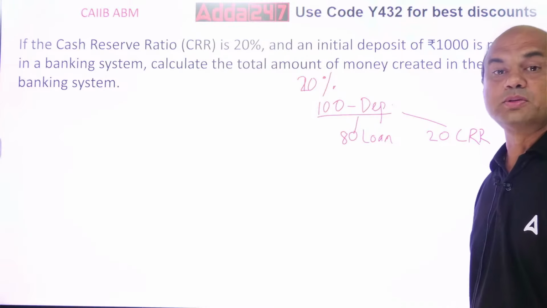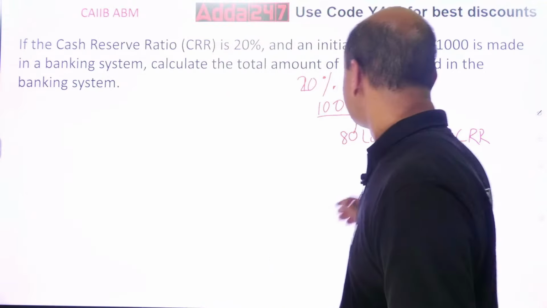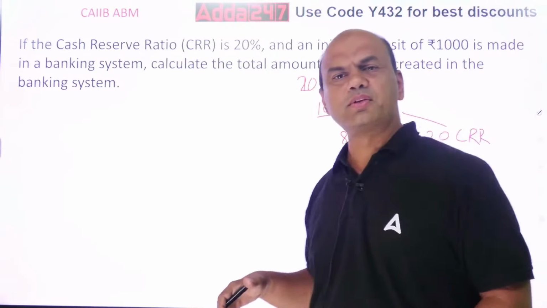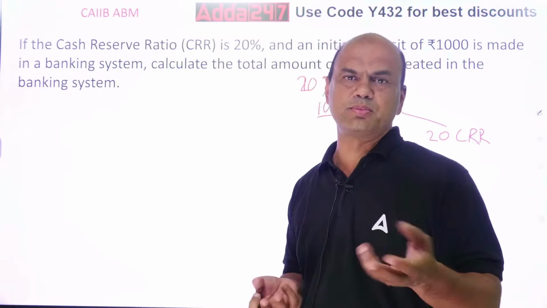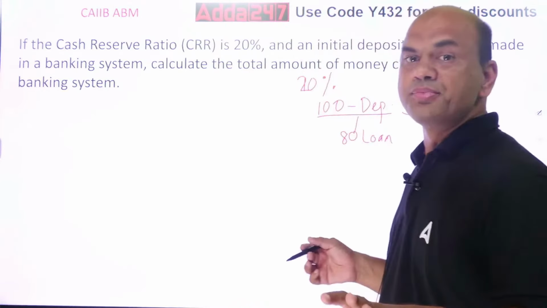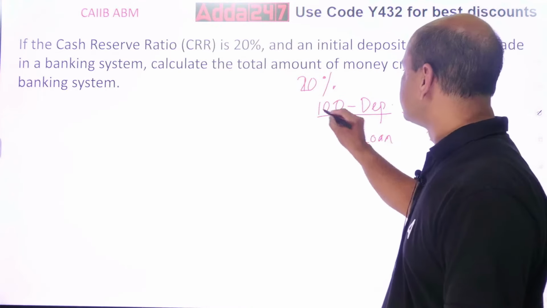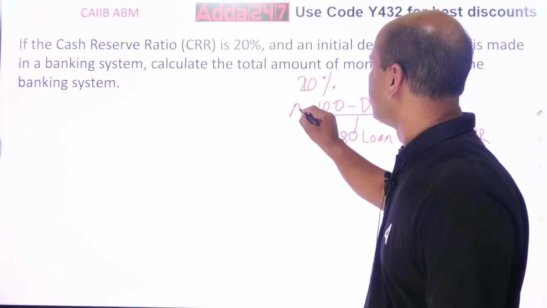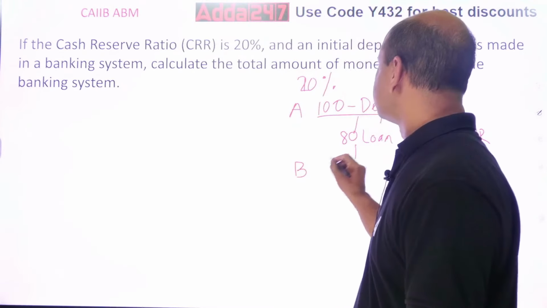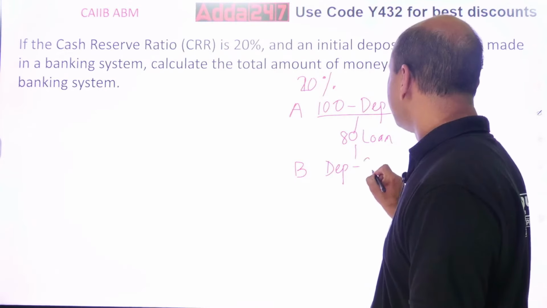How is the money created? Money creation is an important part of RBI. This 80 rupees, I will give as a loan, either by NEFT, RTGS, DD or anything. I won't give that much cash, though even if I give cash, that's also okay. So this 80 loan from bank A goes as a deposit to bank B.